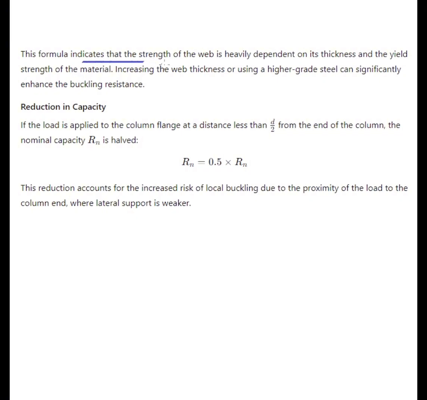This formula indicates that the strength of the web is heavily dependent on its thickness, TW, and the yield strength of the material. Increasing the web thickness or using higher grade steel can significantly enhance the buckling resistance. Reduction in capacity: if the load is applied to the column flange at a distance less than d by 2 from the end of the column, the nominal capacity Rn is halved.